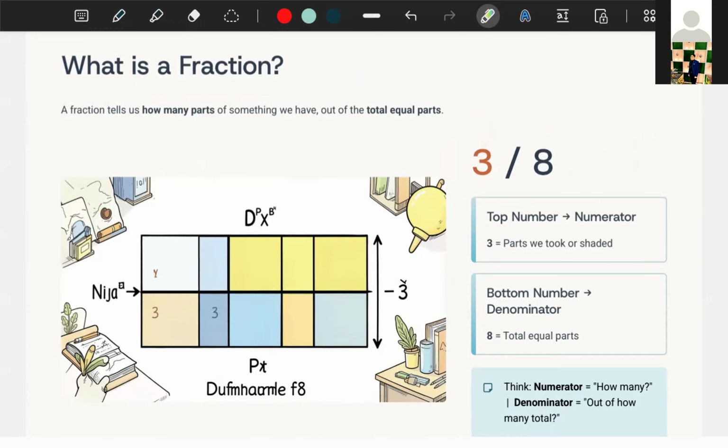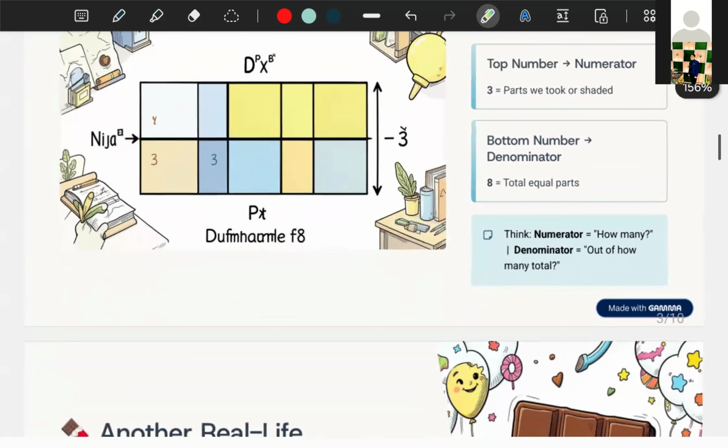The top number, which is the numerator, is 3, meaning the part we took in the shade. And the bottom number, this 8, is the total equal parts. So the part we have consumed and the total equal parts, that is 8, together become a fraction. You can say in simple words that the numerator is how many, and the denominator is out of how many in total.